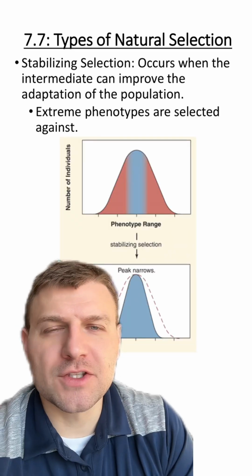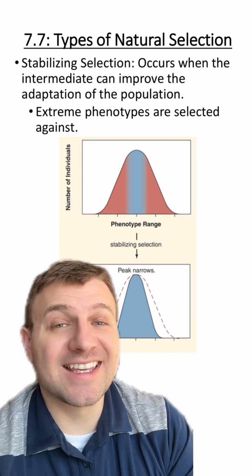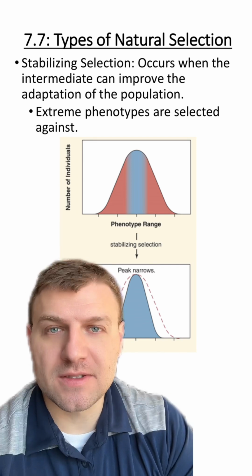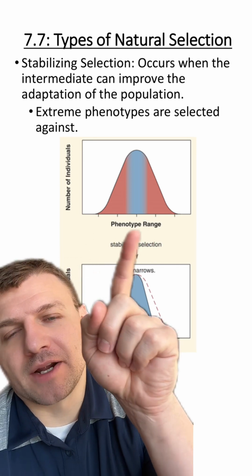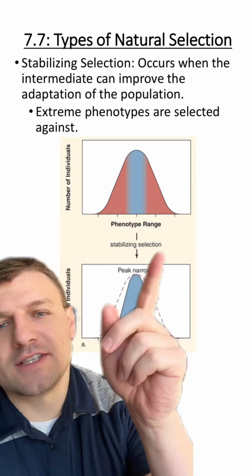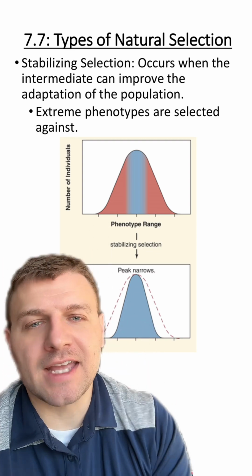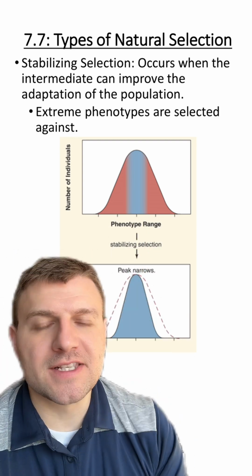Our first type of selection is going to be stabilizing selection. This is where there's going to be a selection against the extreme phenotypes. Think of this graph as being like the phenotype range, where you have a bell curve of different phenotypes. You can see in this graph that the ends, or the extremes, are going to be selected against, while the middle here is going to be selected for.